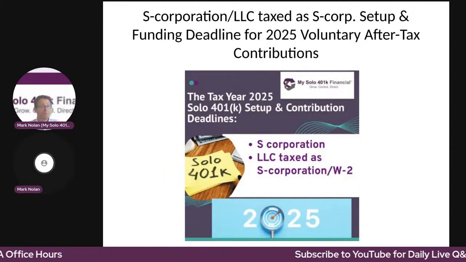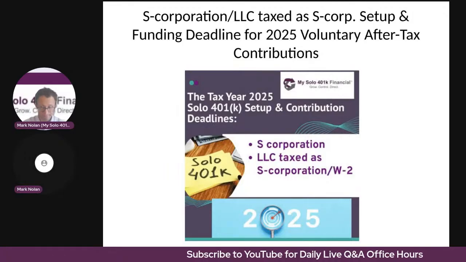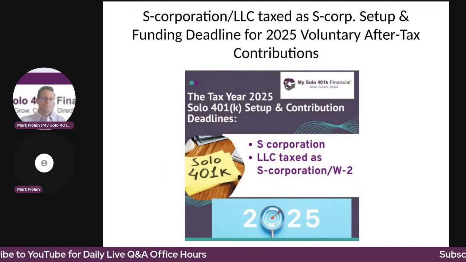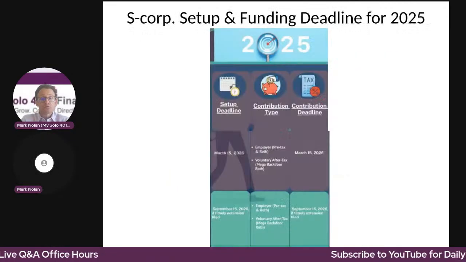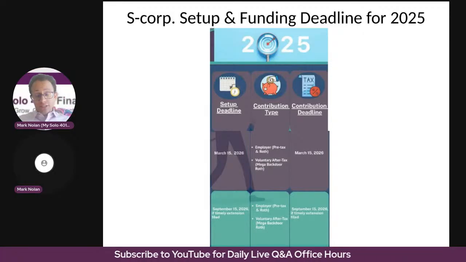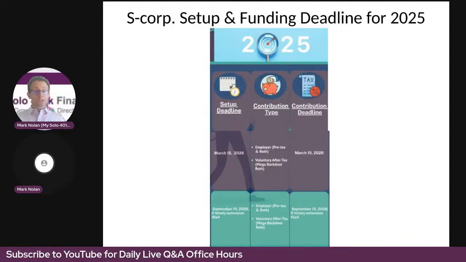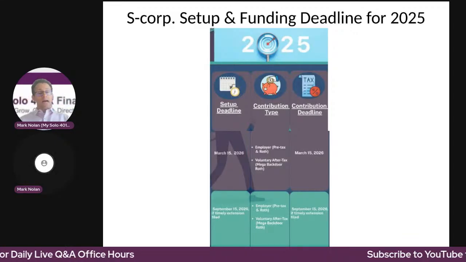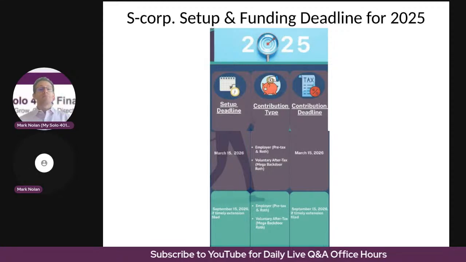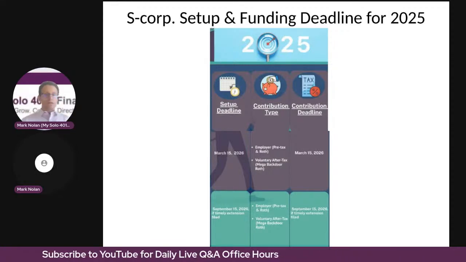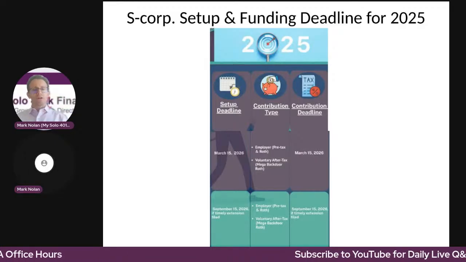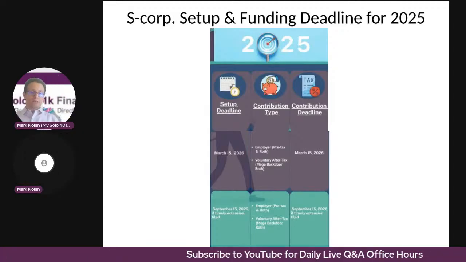So if your self-employed business is taxed as an S corporation and you have not yet opened a solo 401k plan, you can open a solo 401k plan here in 2026 so that you can make certain types of contributions for tax year 2025. And those contributions are going to be voluntary after-tax solo 401k contributions, as well as employer profit sharing contributions. Those can be made in 2026 for tax year 2025, as long as you open that solo 401k plan by March 15 of 2026.